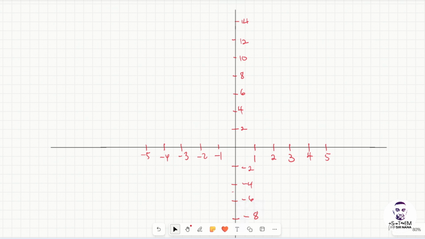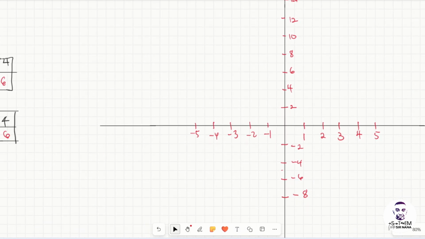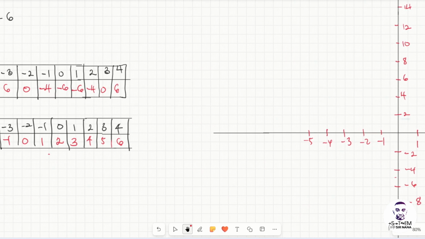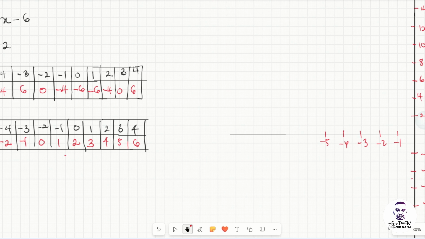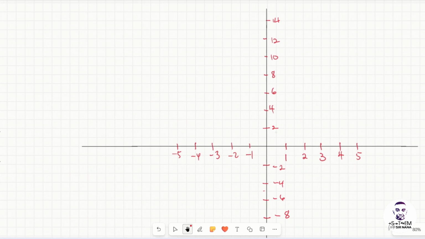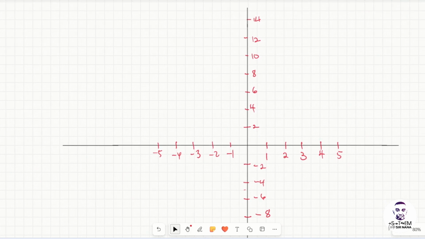So now let's plot our points. So we are going to consider our points here so that we plot them. Let's plot the linear graph first. So we have -4, -2, and -3, -1. So we are going to plot -4 on the x-axis and -2 on the y-axis, which is here, right? Let's use the green one so that it looks distinguishable. -4, -2, and then -3, -1, which will be here.